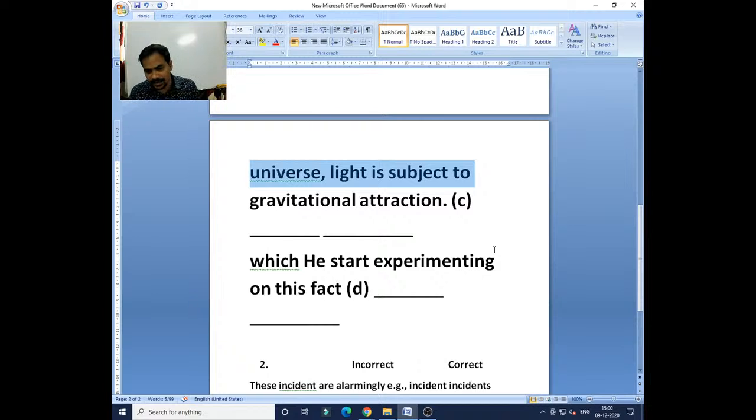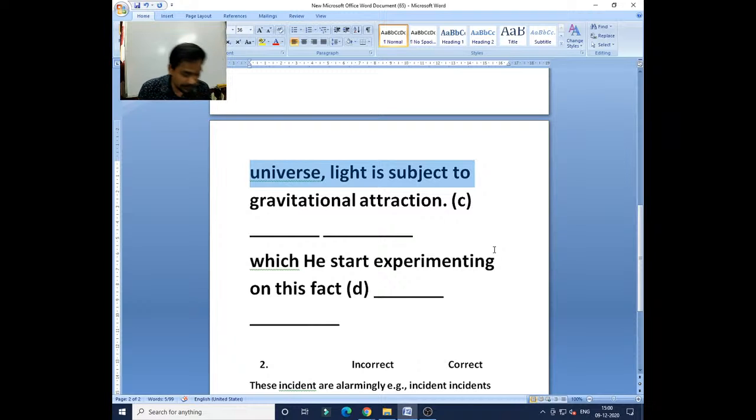Shubham, what did you get? R. Light R, subject to gravitational attraction. Just read it very carefully, you will be able to understand. You know the answer. Just be careful, especially this time. See, it was an easy passage, so you were able to do it. Very good.